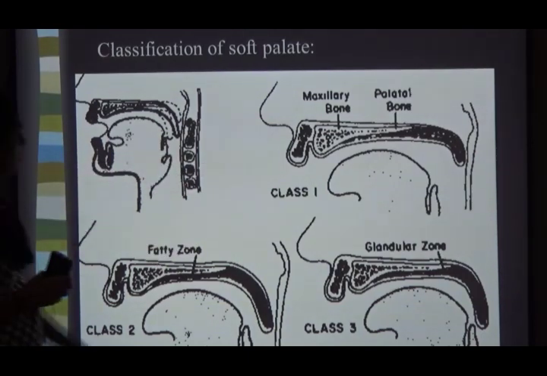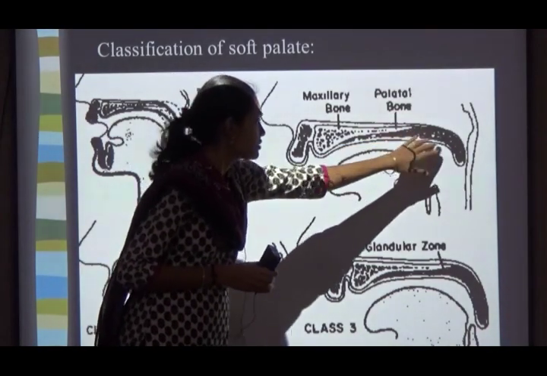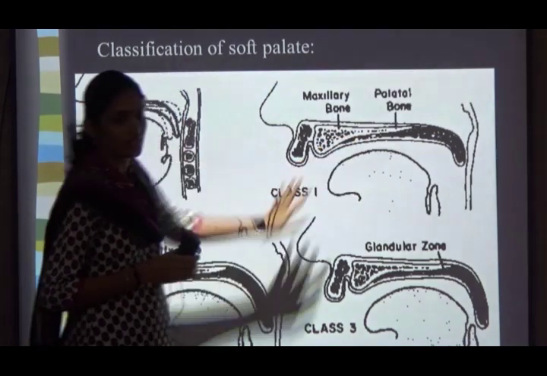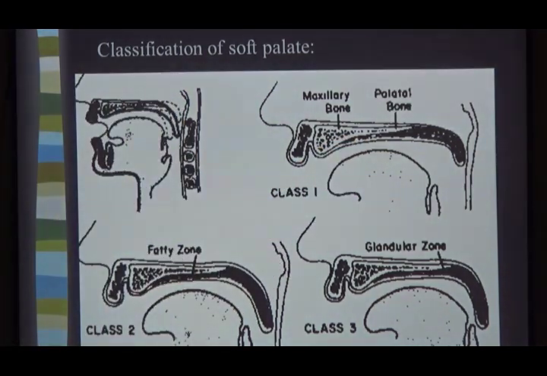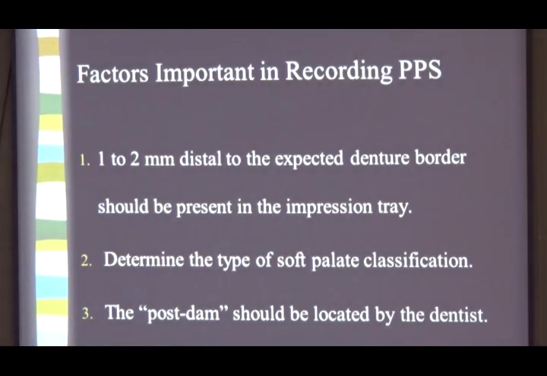You can also see that the soft palate and hard palate junction is not a very distinct line. The soft palate keeps continuing through the hard palate for quite some area. So an important factor is that your impression should extend at least 1 to 2 millimeters beyond the expected denture border so that you locate your posterior vibrating line correctly. And you should not always leave it to the technician to mark the posterior palatal seal area. We should mark and give.